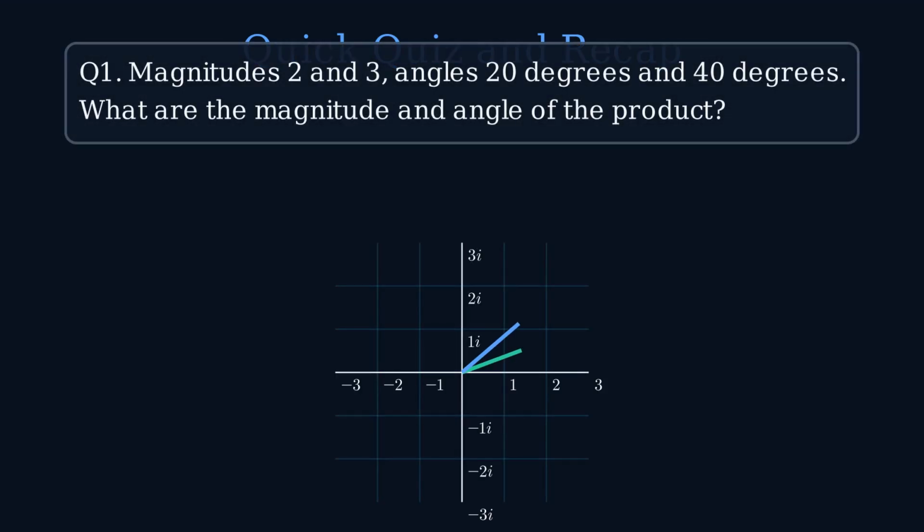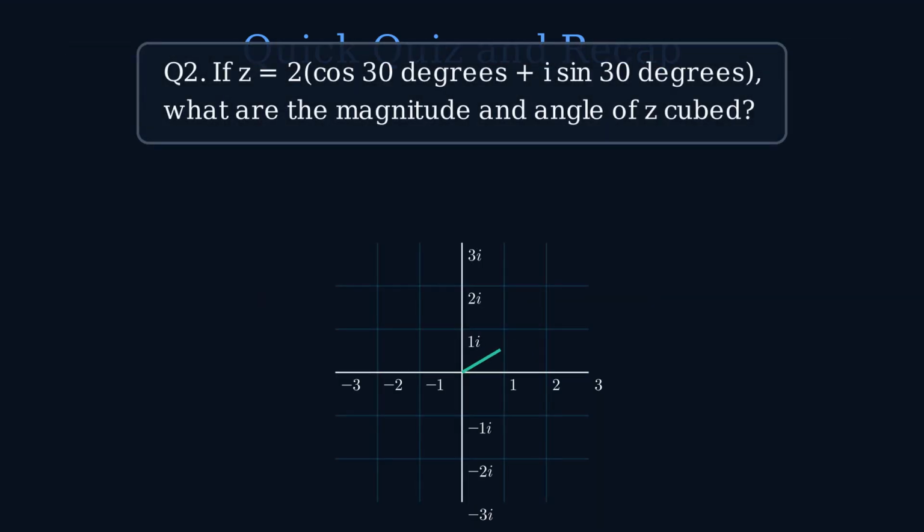Let's finish with a quick quiz to check the big ideas. First question. If the magnitudes are 2 and 3, and the angles are 20 degrees and 40 degrees, what happens to the product? Pause and think. The magnitude becomes 6, and the angle becomes 60 degrees.